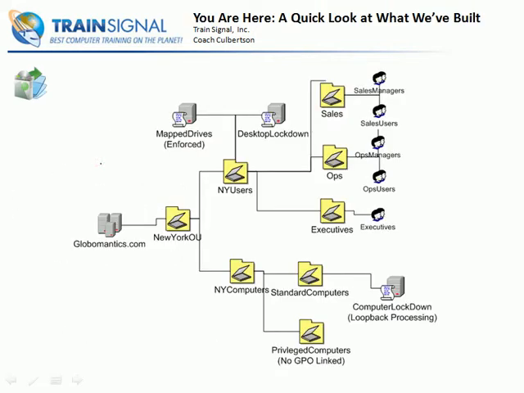So let's take a look at where we have been and what we have built so far. We have built our globalmatics.com domain. We've created our New York organizational unit. We have two separate organizational units that basically split up our users from our computers, so that way we can use group policy objects that are set for each of those separate areas. We can use these two, map drives and desktop lockdown, only for the users, so that way no matter what computer users log into, these group policy objects will follow them all around the network.